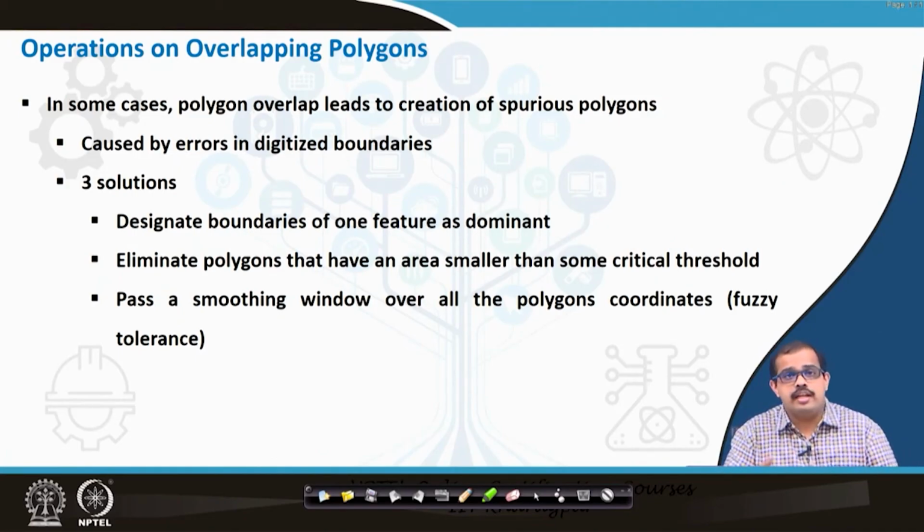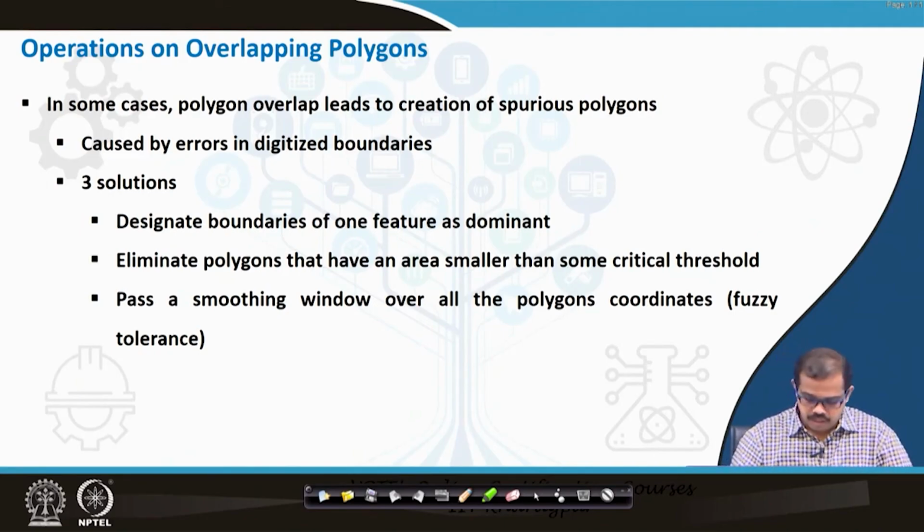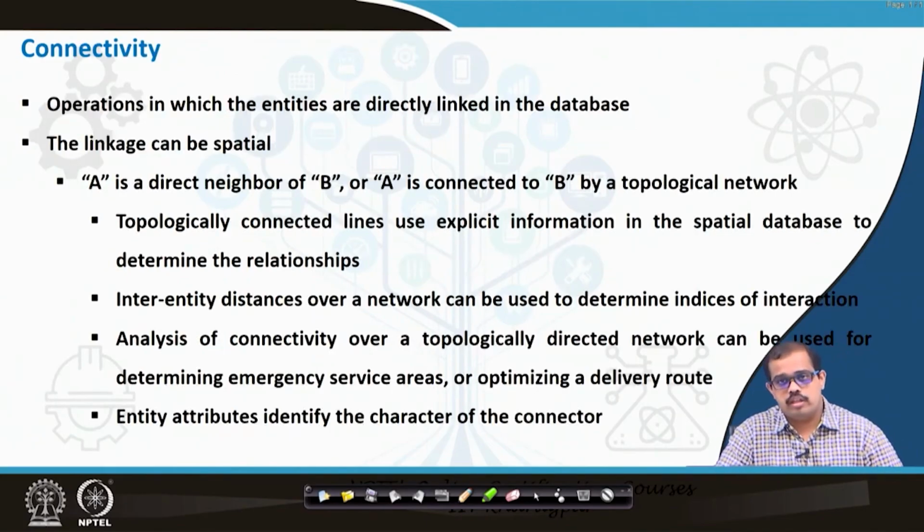Then otherwise, eliminate polygons that have an area smaller than a critical threshold, deleting that area at once. You can find out what the threshold area is. Then pass a smoothing window over the polygon coordinates. This can be used with a fuzzy tolerance, very easily done, and most studies do this. They do a smoothing window so that all spurious polygons are removed or adjusted so that they sit on each other, sharing the same common boundary. That is how the overlaying polygon issue is handled.